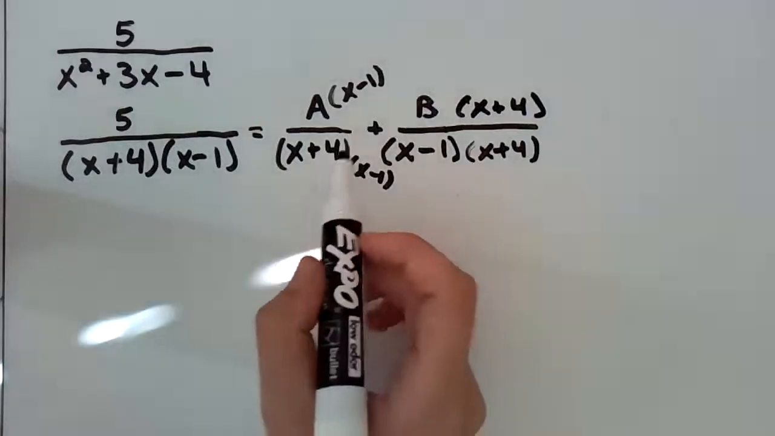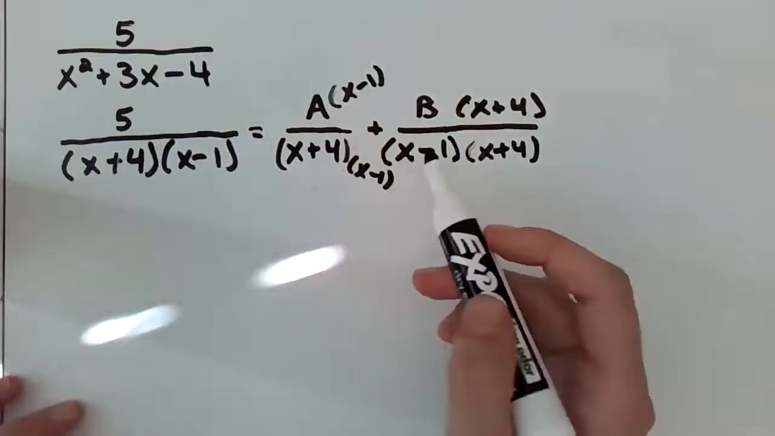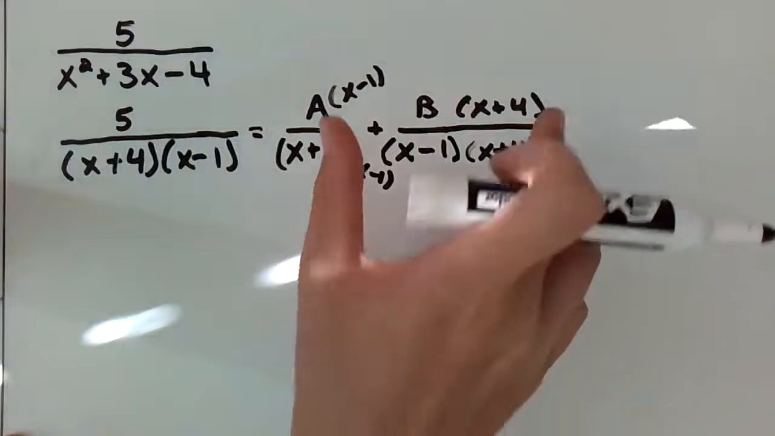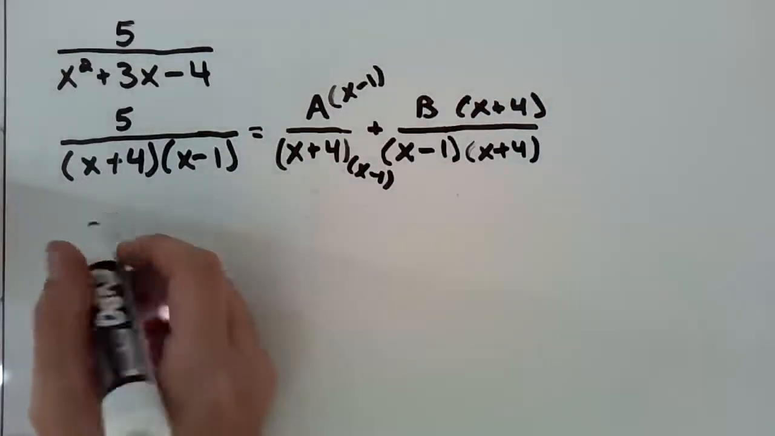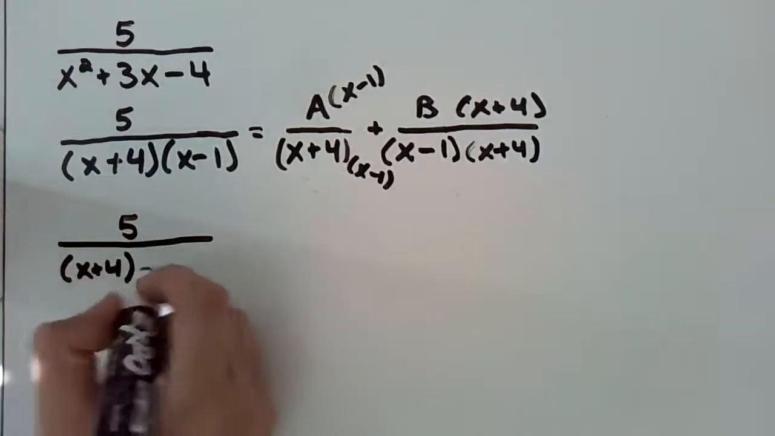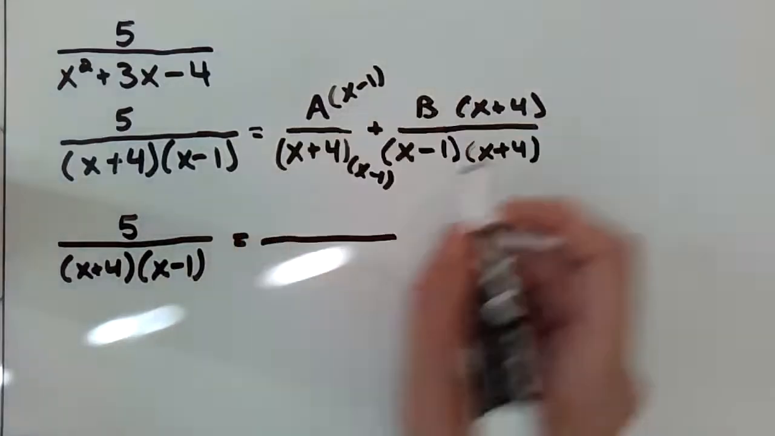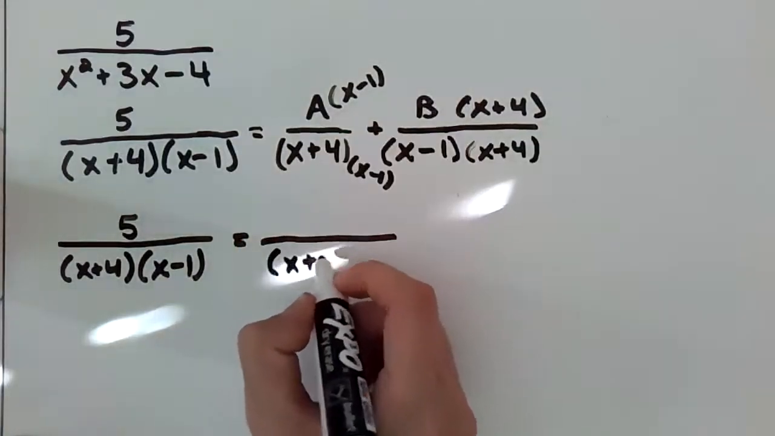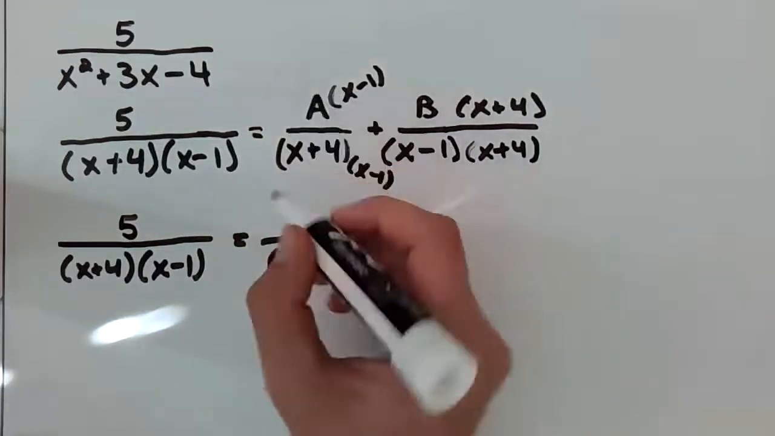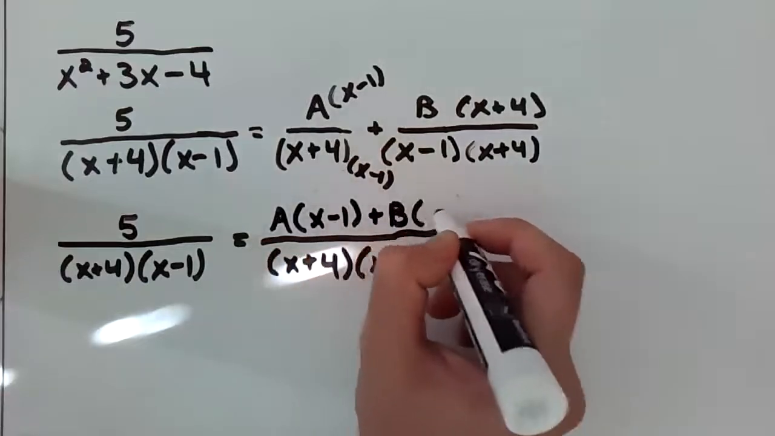Okay, so now this is kind of on a diagonal, but in this denominator, I have x plus 4 times x minus 1. I have the same thing here, x plus 4 times x minus 1. So I have a common denominator. And now I can combine these numerators together. So let's rewrite this again. X plus 4 times x minus 1 equals whatever is in the numerator divided by our common denominator. Right, so now our numerator is A times x minus 1 plus B times x plus 4.